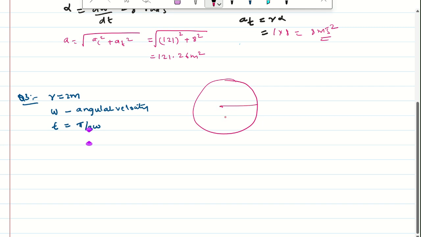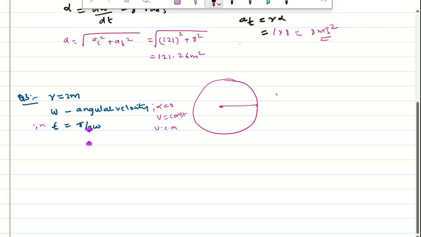So in time t equal to pi by 3 omega, what can I find out? The final velocity I can find out. But here a constant angular velocity is given, so initial and final are the same. Therefore alpha is equal to 0. Now this is uniform circular motion. Alpha equal to 0 means v is constant, therefore speed is constant, so I can say it is uniform circular motion.